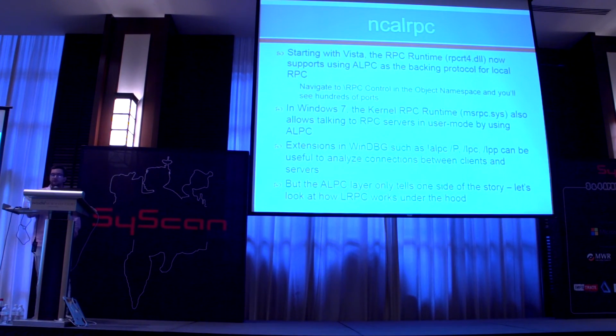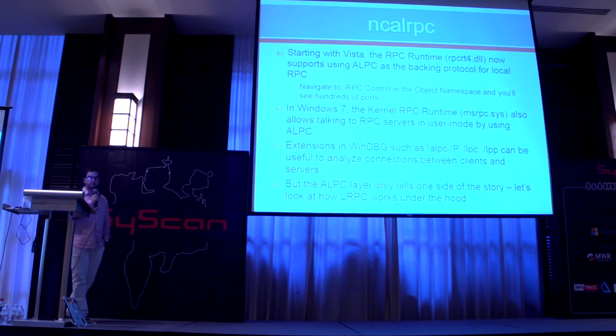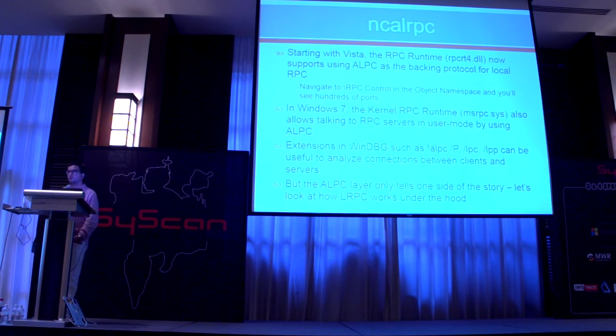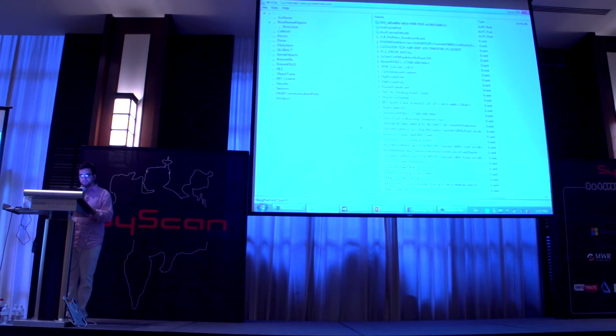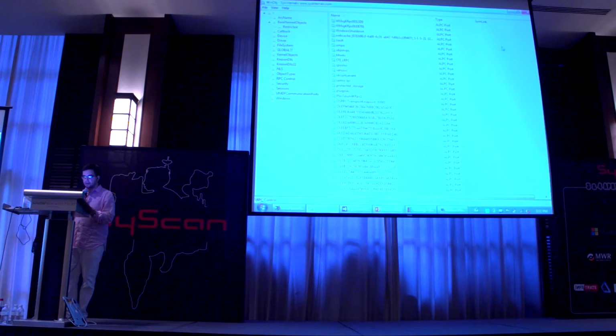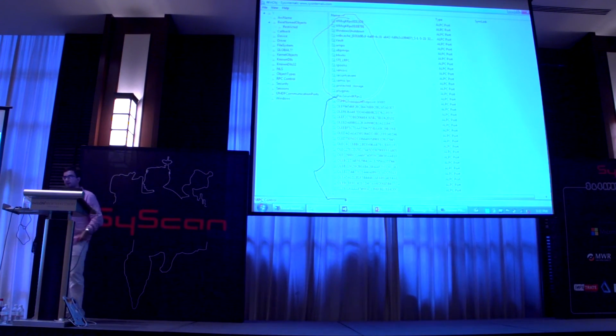So the RPC runtime is RPCRT4.dll, and it uses ALPC as the backend protocol. So whenever you have any sort of RPC server or DCOM object, it's going to end up in this RPC Control object namespace. And with WinObj, you can actually go in the RPC Control namespace, and all these different ports here, they're all RPC servers running inside Windows. And then all these OLE ports, OLE, Object Linking and Embedding, is the old name for COM. And so these are all different COM objects.